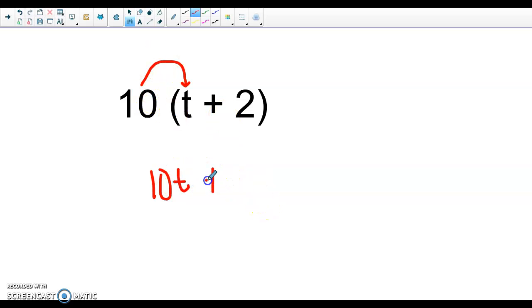Bring your plus sign down. And then 10 times 2, which is 20. Right? So there you go. This expression is the same or equal as that expression.